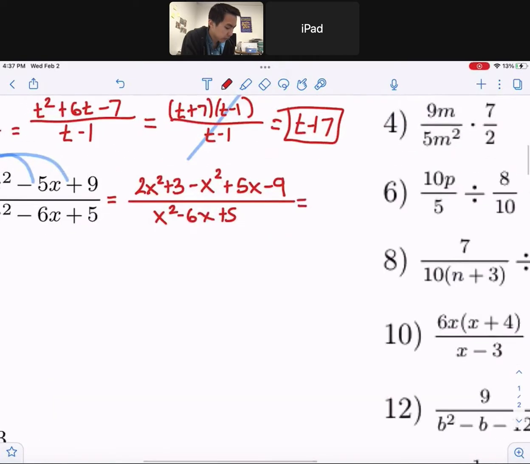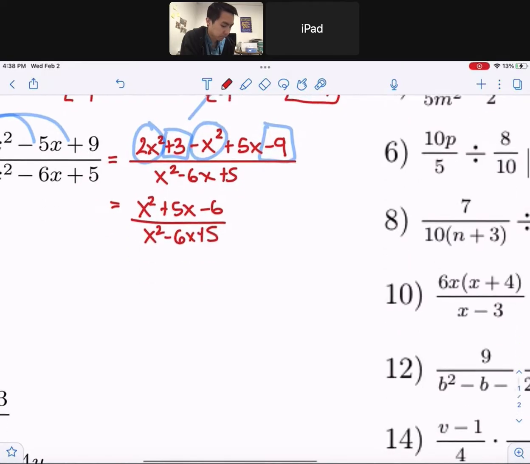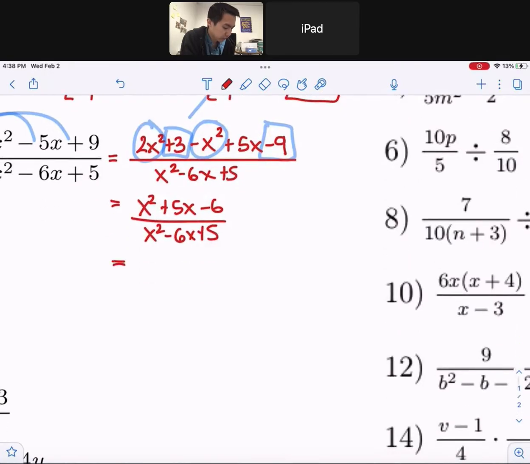So in the numerator, you guys, these combined and these combined. So we're going to get, let's see, x squared plus 5x minus 6 all over x squared minus 6x plus 5.